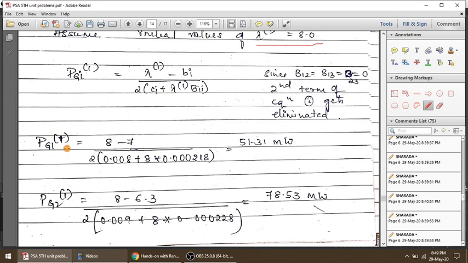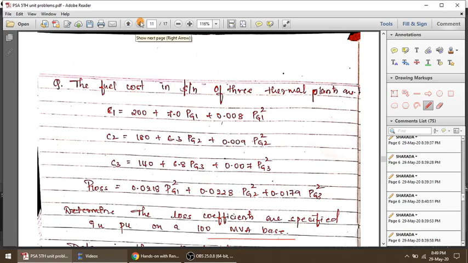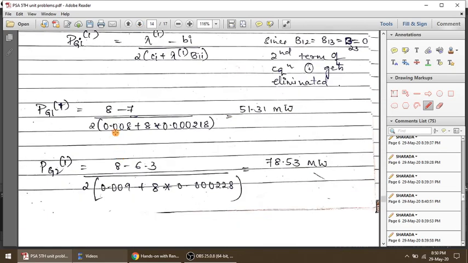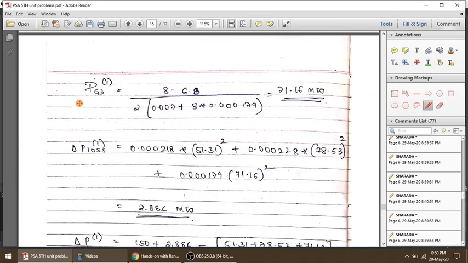I have seen in the previous expression that when you substitute the values, this is the expression you get. I'll once again show the expression that I've used. This is the expression: lambda minus b1 divided by 2c1 plus lambda r b11. This term is eliminated. So lambda minus b1 divided by 2c1 plus lambda 1 b11. I get 51.31 megawatt. Similarly, Pg2 of 1 I get 78.53 megawatt. Next I calculate Pg3 of 1, which I get 71.16 megawatt.